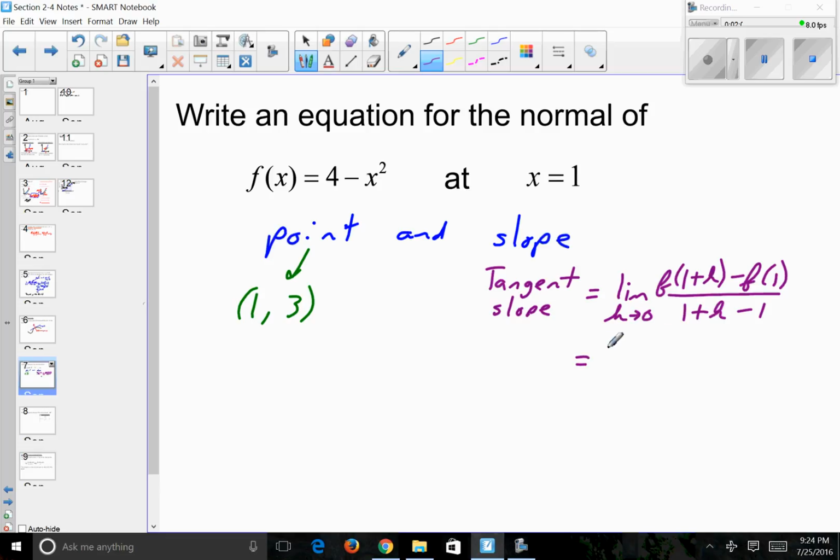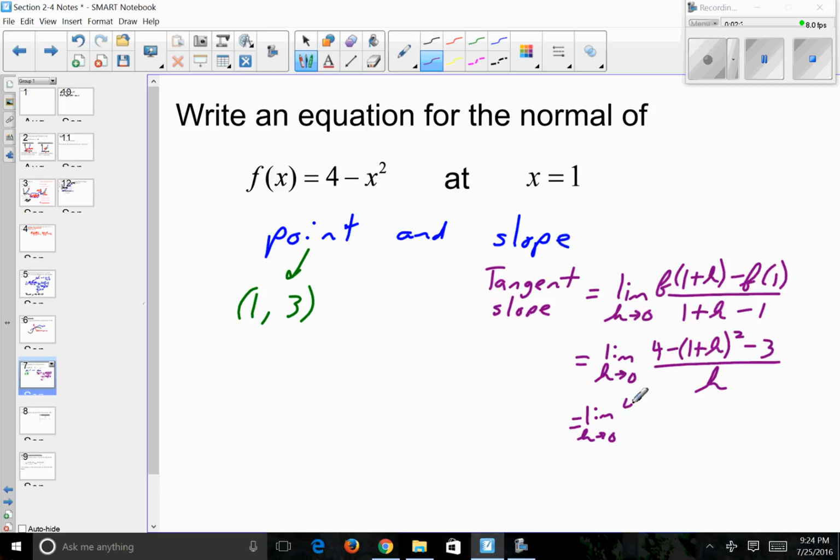So, I haven't found the limit yet. If I plug 1 plus h in, I'm going to have 4 minus the quantity 1 plus h squared. Then f of 1 is 3, as I already know. In the denominator, the 1's cancel, leaving just h. Well, I can't just do substitution for h here because I'll get 0 over 0. So I'm going to try simplifying it a bit.